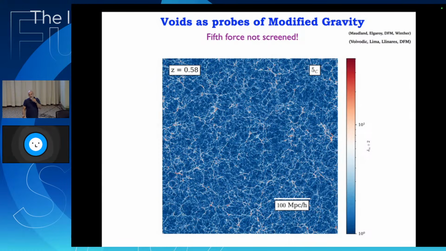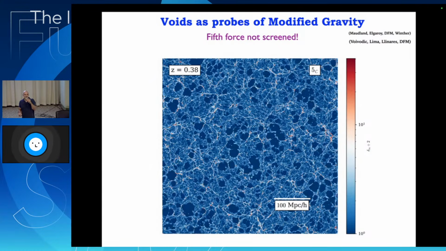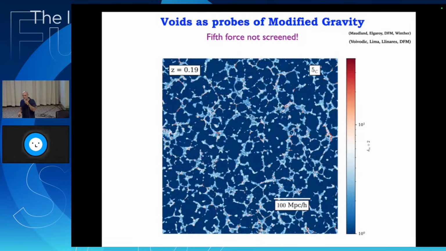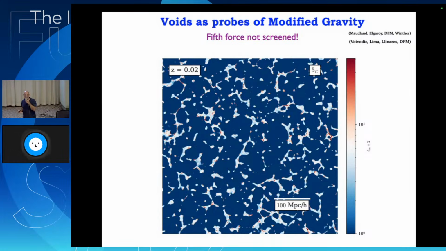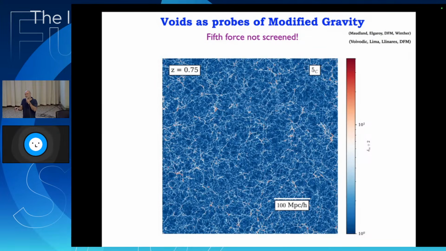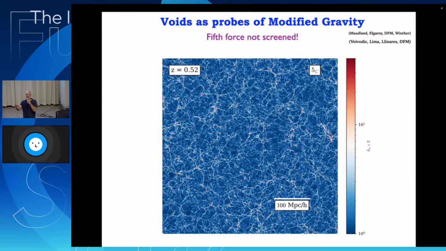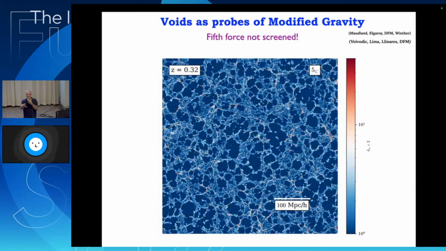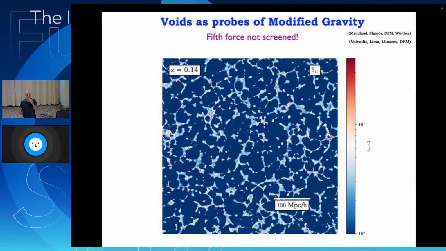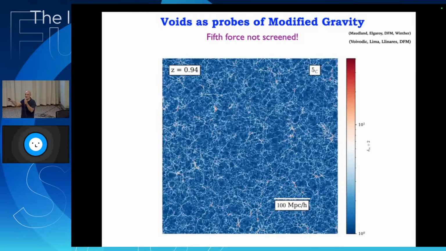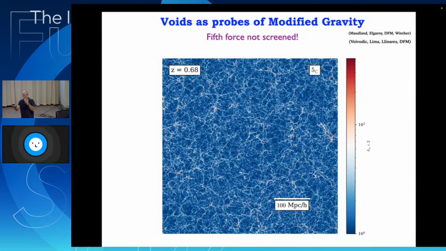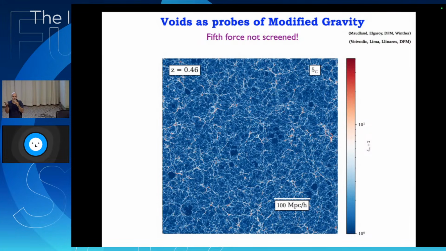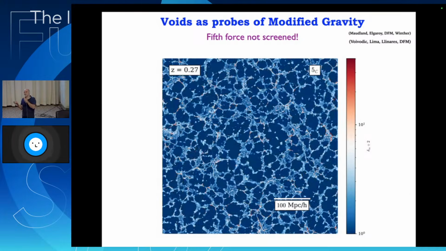There is a problem with voids though, which is that voids are very difficult to detect because there's nothing there. For me to detect the fifth force, I need to see two particles attracting each other. But when I look in voids, there are no galaxies, there's nothing there. So what can I measure there? Unfortunately, we have this catch-22 kind of situation.